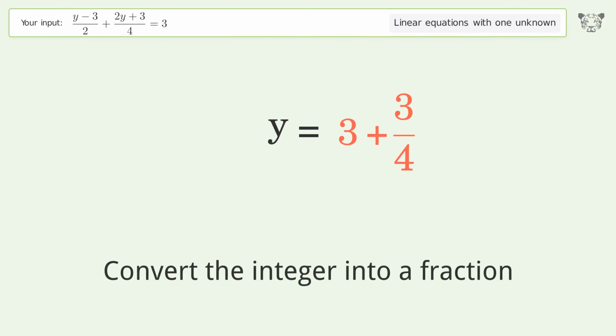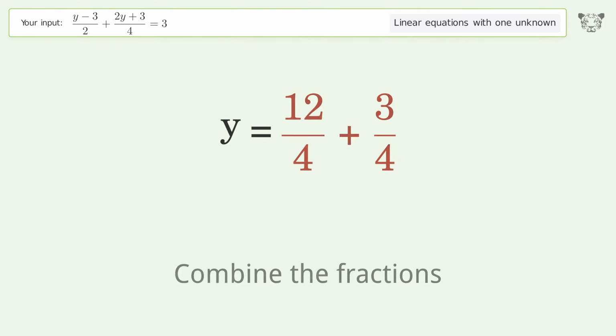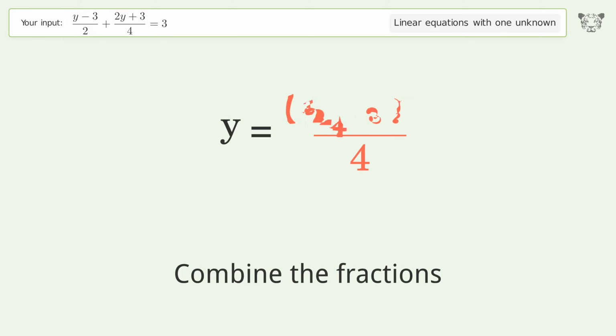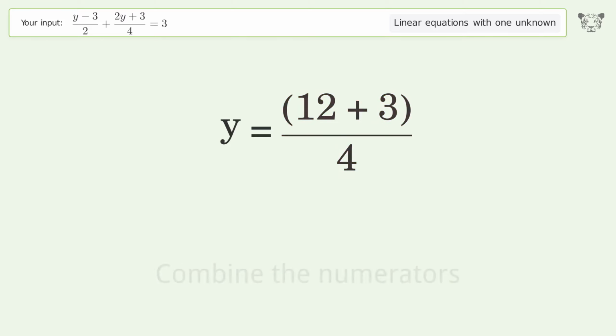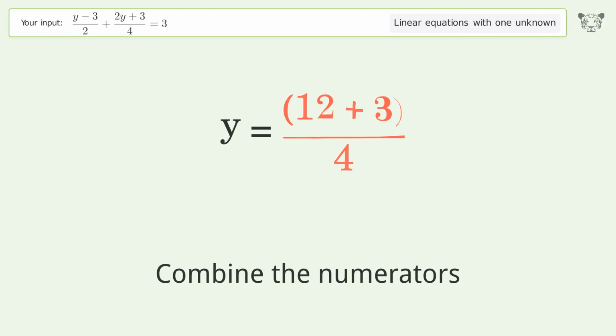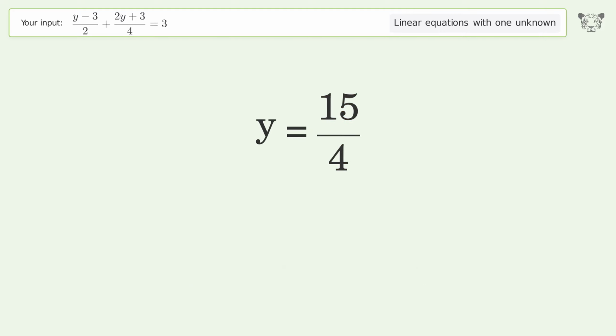Convert the integer into a fraction. Combine the fractions. Combine the numerators. And so the final result is y equals 15/4.